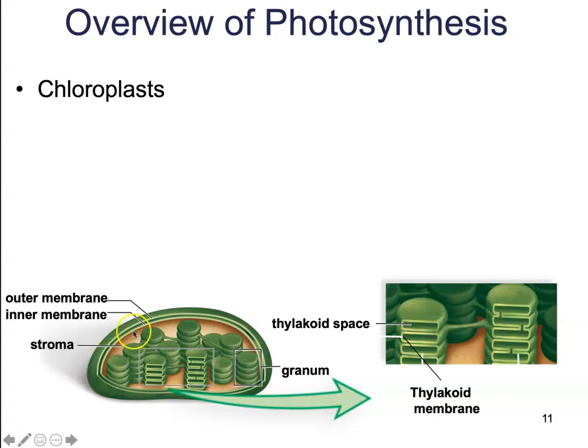This is called the stroma. The stroma is going to be found right in here. That's going to be the jelly-like substance in the space. Now within the stroma, a separate membrane system is going to form flattened sacs.